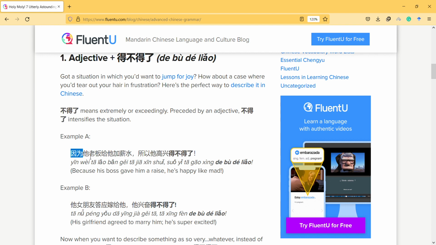Yin Wei, Ta Lao Ban, his boss, gives him jia xin shui. I thought xin shui was new water, but xin shui is salary, so a new, higher salary. So yi ta gao xin gao xin de bu de liao.